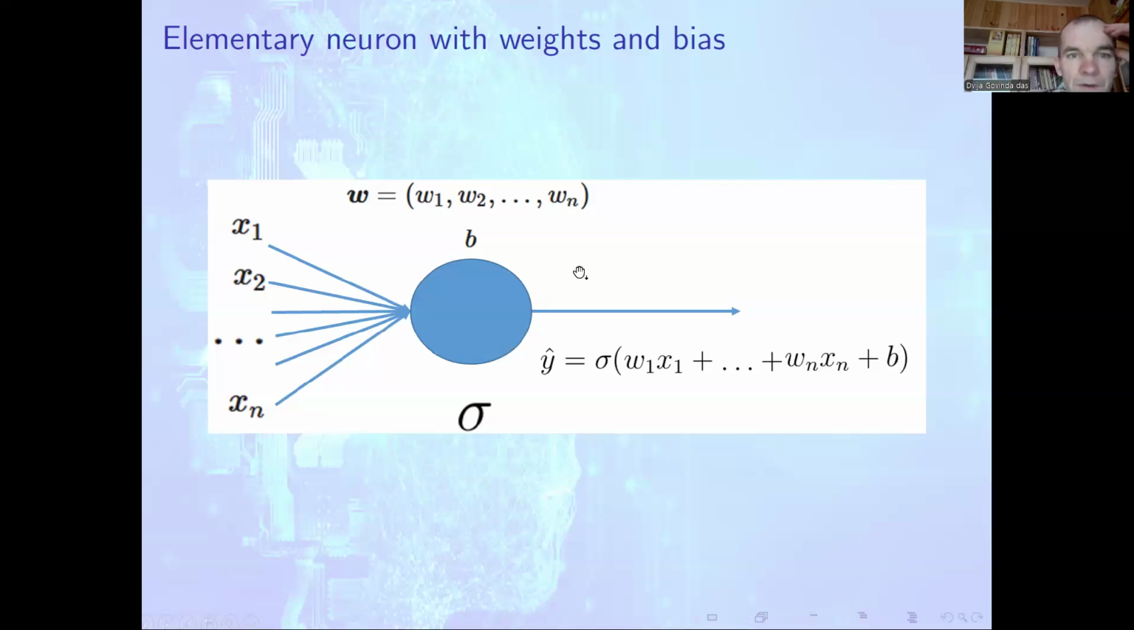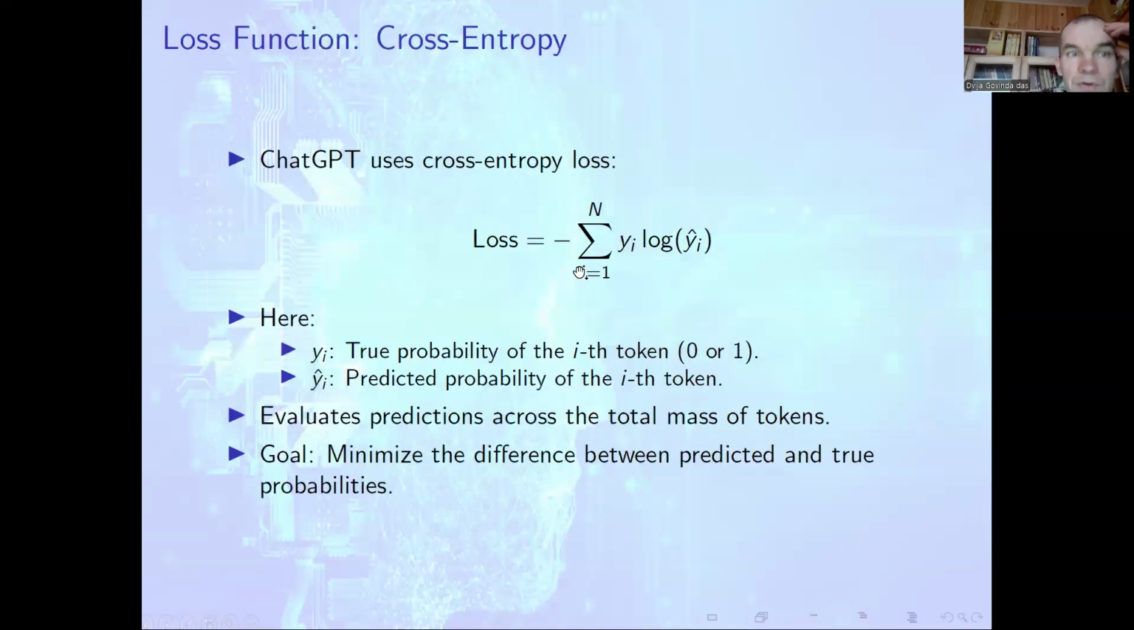Okay. So, of course, training of each neural network requires some loss function, and the cross-entropy loss function is used for this purpose as a standard loss function. It includes predicted probabilities of each token, and it evaluates predictions across the total mass of tokens. And the goal is to minimize this loss function. It means to minimize the difference between predicted and true probabilities.